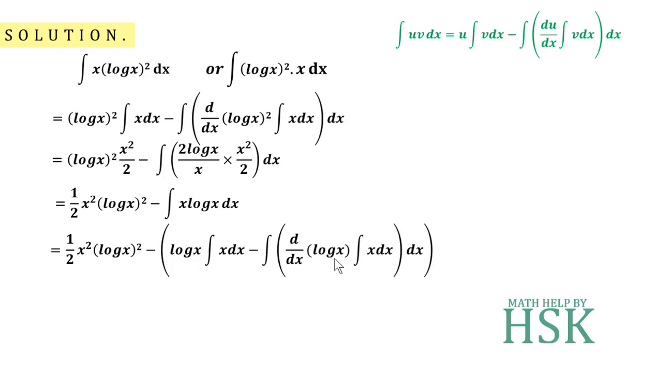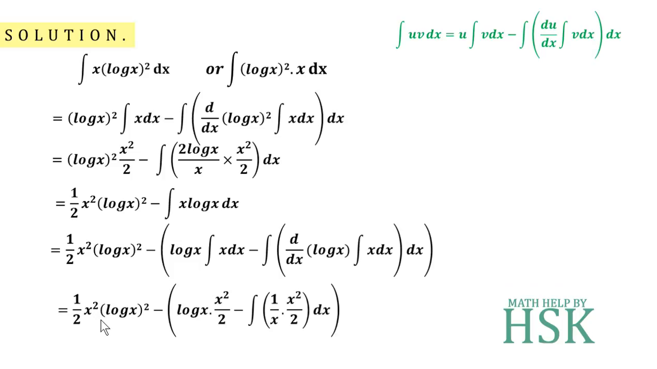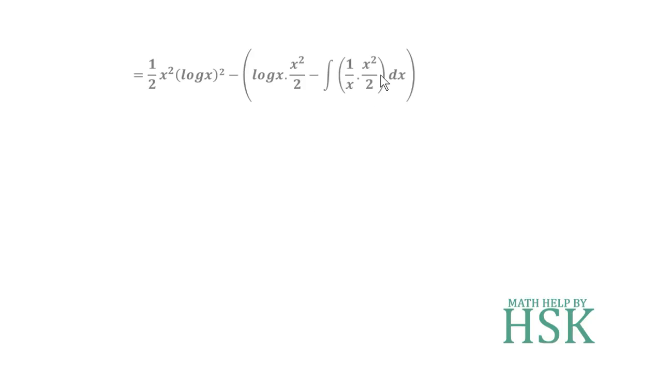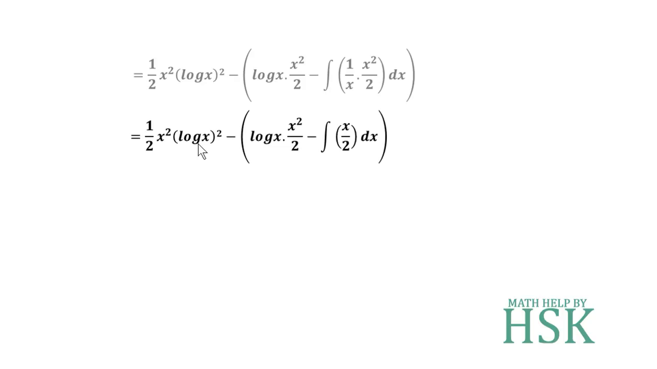Differentiation of log x would be 1 upon x, and here also integration of x would be x square upon 2. So I'm going to get this as 1 by 2 x square (log x) whole square minus log x into x square upon 2 minus integration of 1 upon x into x square upon 2. On simplifying these terms, 1 by 2 into x square upon 2, cancelling x with this power, I'm going to get 1 by 2 x square (log x) whole square minus log x into x square upon 2 minus x upon 2. Now we have to just integrate this term.